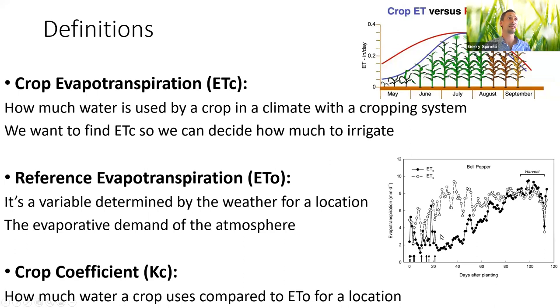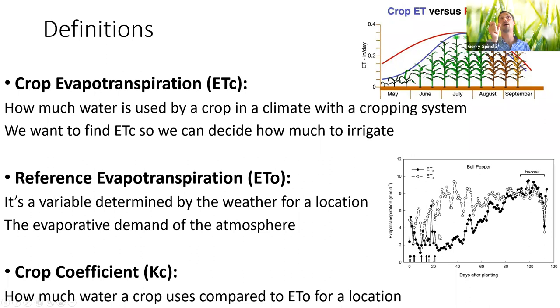Here I put some representations of these two variables. Somebody measured the ETc, the crop evapotranspiration, for this bell pepper here, the black dots. You can see at the beginning it is really small because the plants are small and the leaves are small.